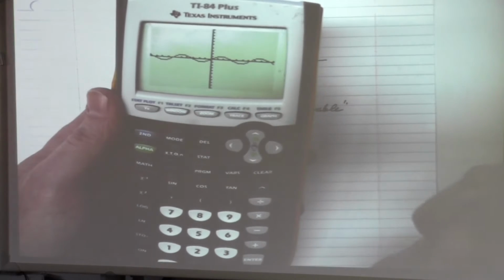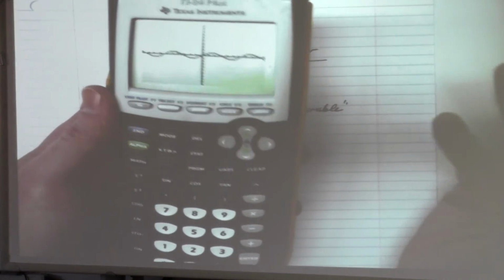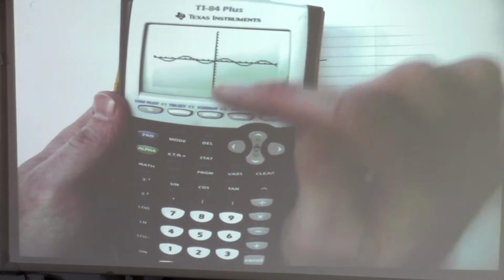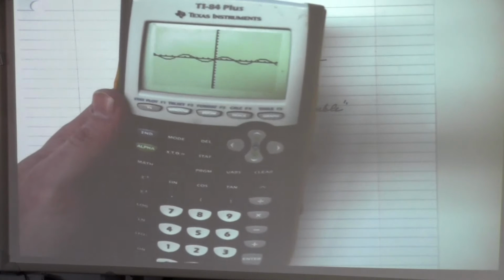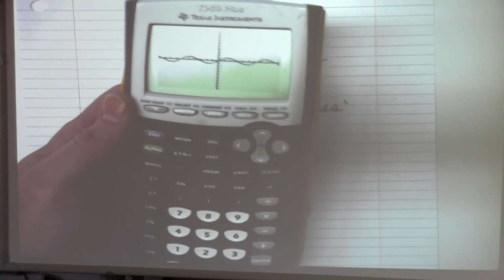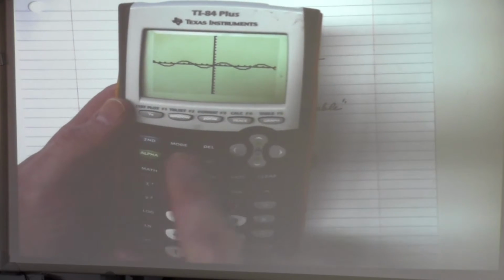Problem now is that the window is not where we normally look at trig functions. It's an okay way, but it's harder to see the things because we're not usually going up to 10 and down to 10 or all the way over to 10. Plus, we've got to figure out where pi is and 90 degrees and all that kind of thing. So, press window.